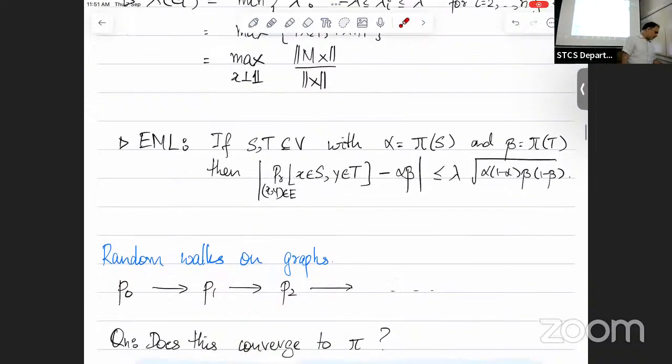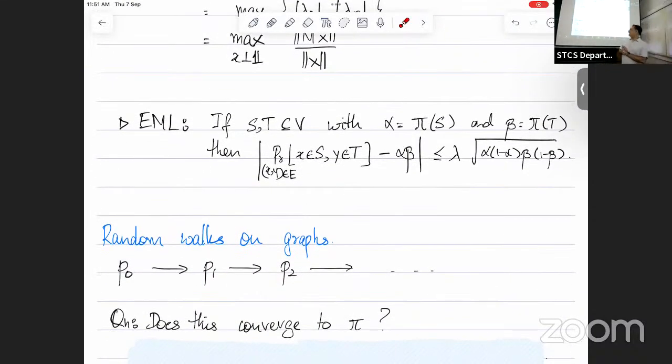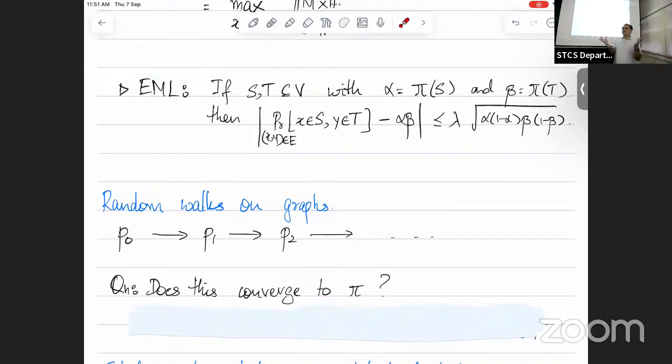Now what we are going to do is start talking about random walks on these graphs. And what we want to ask is just the following. I start with some probability distribution P0 of your choice. Maybe your P0 is basically that you started from a certain vertex, in which case P0 is zeros everywhere except that one vertex, where you have one. But you could choose P0 to be any distribution that you care about.